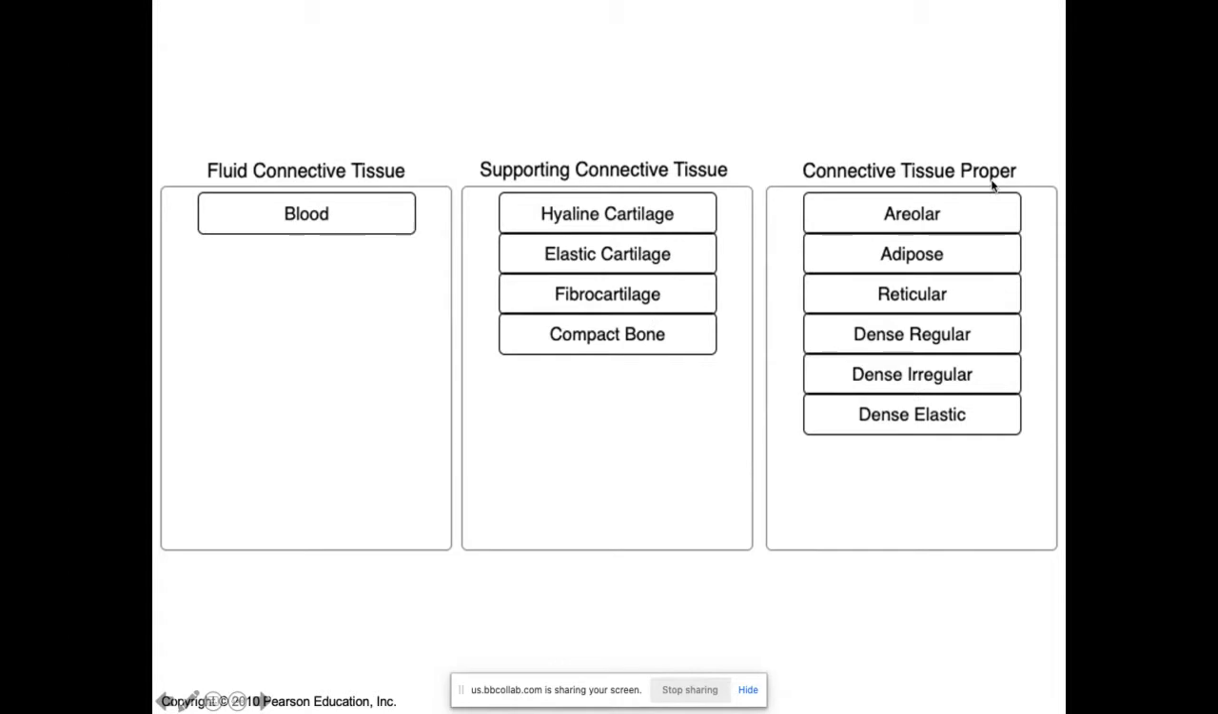Then we had the connective tissue proper. Remember areolar, adipose, and reticular? That was loose connective tissue. And then dense regular, dense irregular, and dense elastic was the dense, not loose, but dense connective tissue.